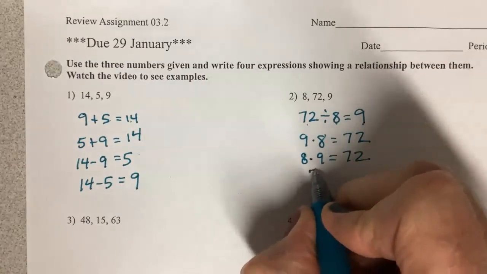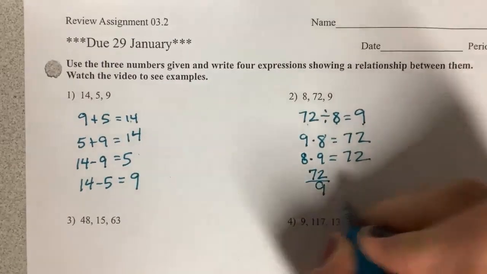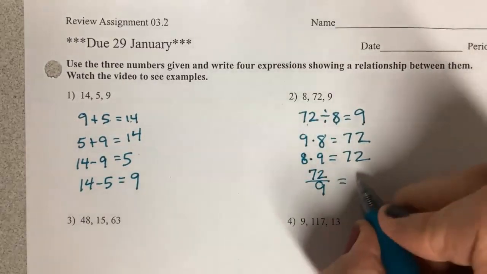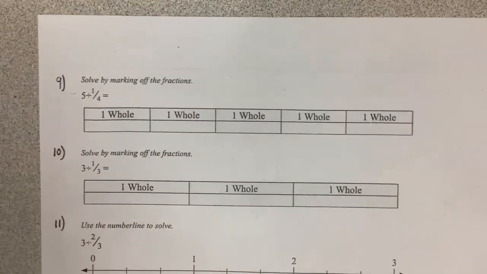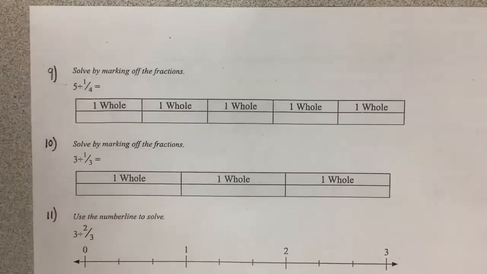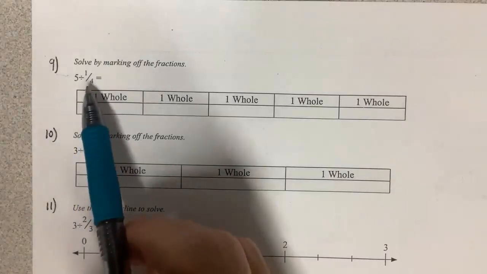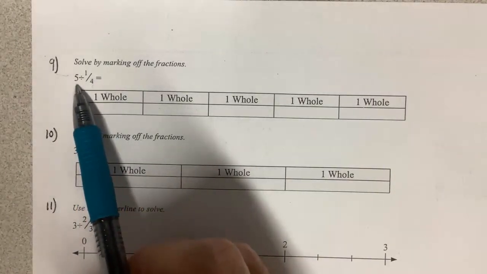So 72 divided by 9, I'm going to write it as a fraction, but it's a division expression, is equal to 8. So the back asks us about some division expressions. What I have here is 5 divided by 1/4. What we're really asking ourselves is how many pieces of size 1/4 can I find in a size 5?